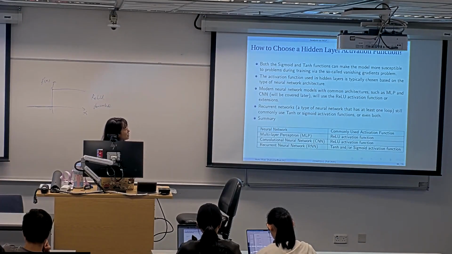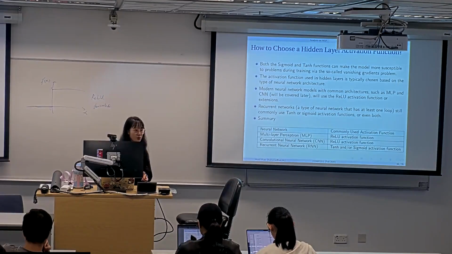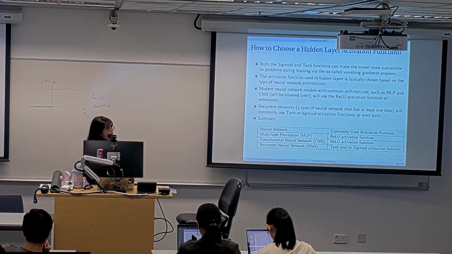The activation used in hidden layers is typically chosen based on the type of neural network architecture. Some modern neural network models with common architectures such as MLP and CNN, we will cover CNN later, use the ReLU activation function or some extension of ReLU. There are different activation functions based on ReLU. But there are indeed some neural network architectures that use sigmoid or tanh in hidden layers.